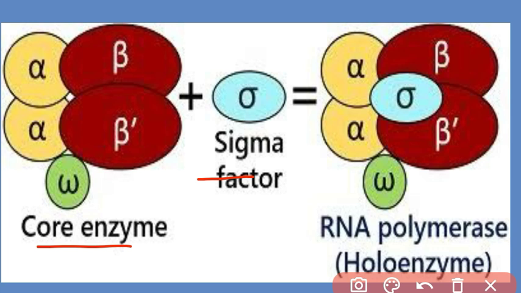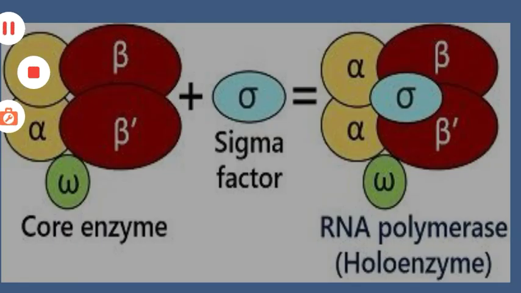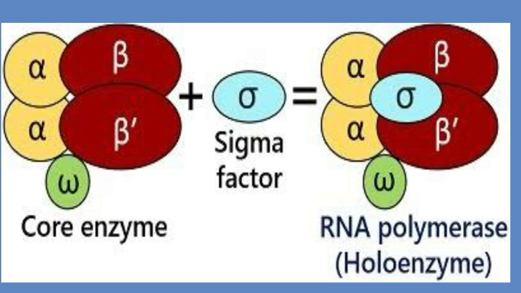The core enzyme is made up of 5 polypeptide chains: alpha, alpha, beta, beta prime and omega. In association with a sigma factor, a complete enzyme is formed, or a holoenzyme is formed, known as RNA polymerase.